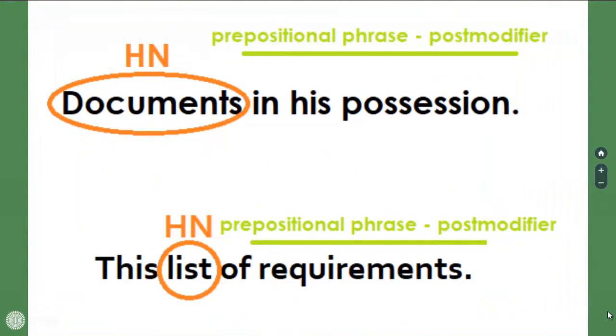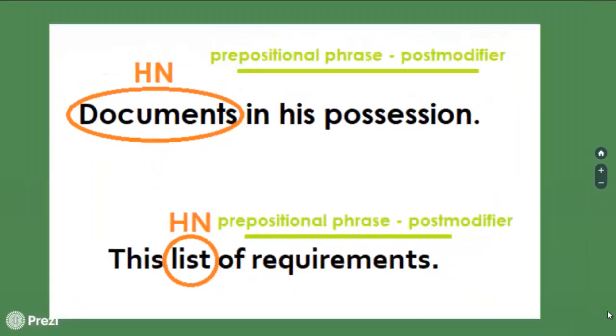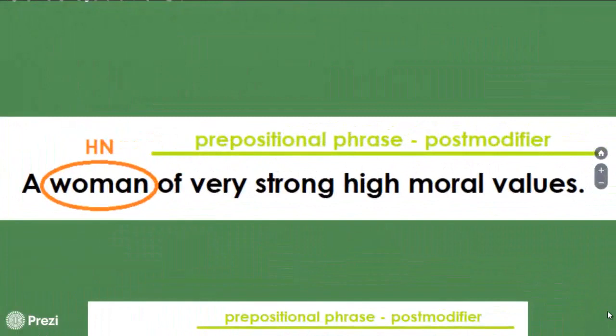In the following example, what I want you to see is that sometimes within a prepositional phrase we can find another complex noun phrase. Please note that in this case, our first head noun, which is woman, has been post-modified by a prepositional phrase. But inside this prepositional phrase, we can find another head noun which has been pre-modified by a sequence of adverb plus several adjectives.